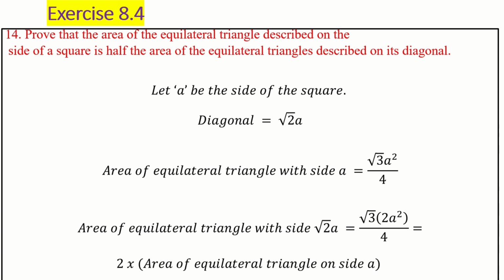Next. Prove that the area of the equilateral triangle described on the side of a square is half the area of the equilateral triangle described on its diagonal. Okay. So AB, the side of the square, is A, and the diagonal is root 2 A. Area of an equilateral triangle with side A is root 3 by 4 A square. Area of an equilateral triangle with side root 2 A equals root 3 by 4 into 2A square. Correct? Because root 2 A whole square is 2A square. So it is nothing but twice the area of the equilateral triangle on side A. Correct?